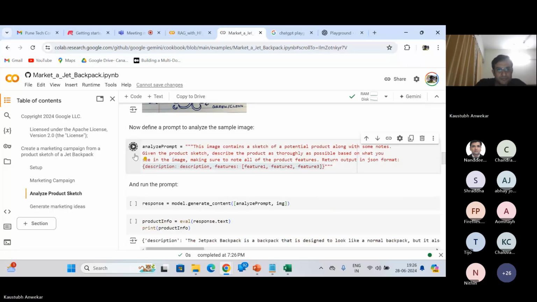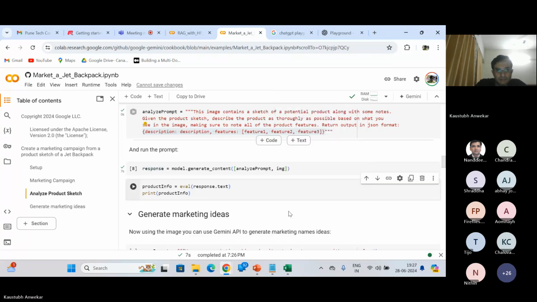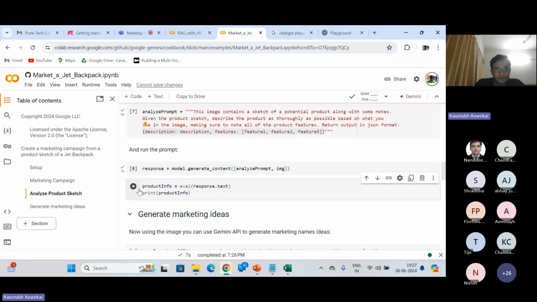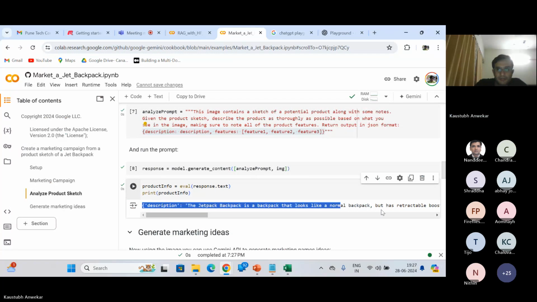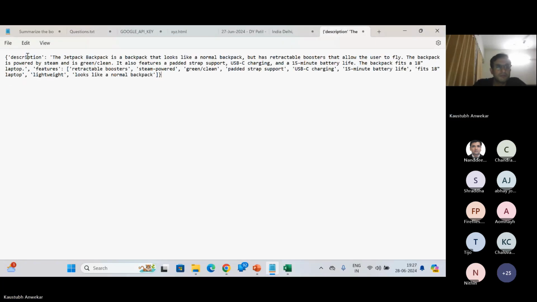Let's run this. And now we are asking the model to generate the response. Now let's see what kind of response it has generated. So if you see, this is in the JSON format, right? Description: the jetpack backpack is a backpack that looks like a normal backpack but has retractable boosters that allow the user to fly. It is powered by steam and is green and clean. It also features all of this, right? And after that, it has features and a list of all these features.